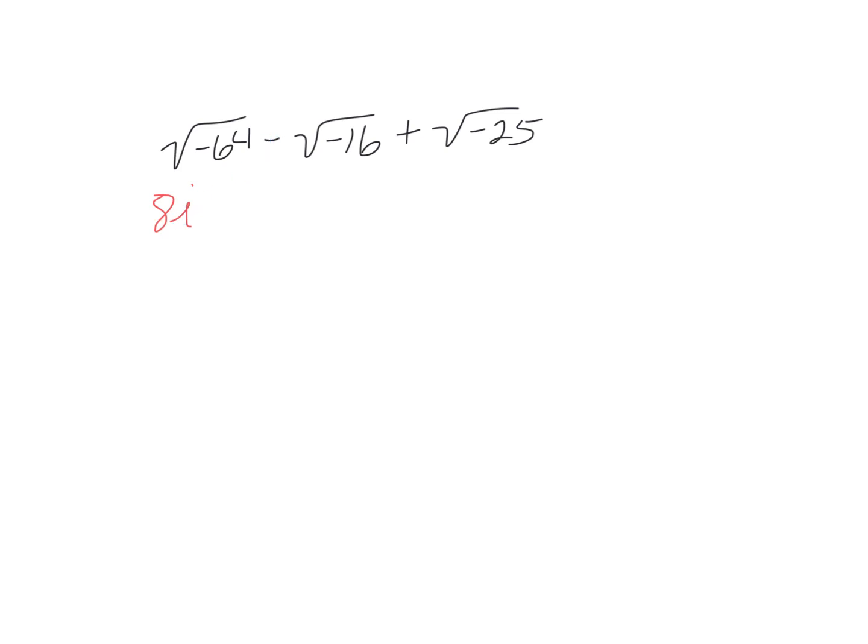Now we have minus, it's going to bring down my minus sign, and then the square root of negative 16. Well, again, the square root of 16 is 4, but since it's a negative 16, that's 4i. So that one is going to become 4i. All right, and then we have plus the square root of negative 25. Well, the square root of 25 is 5, but the square root of negative 25 is 5i. So that's just going to be plus 5i.